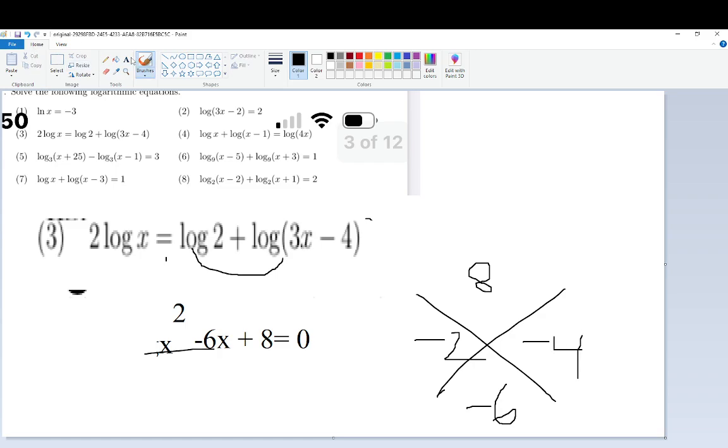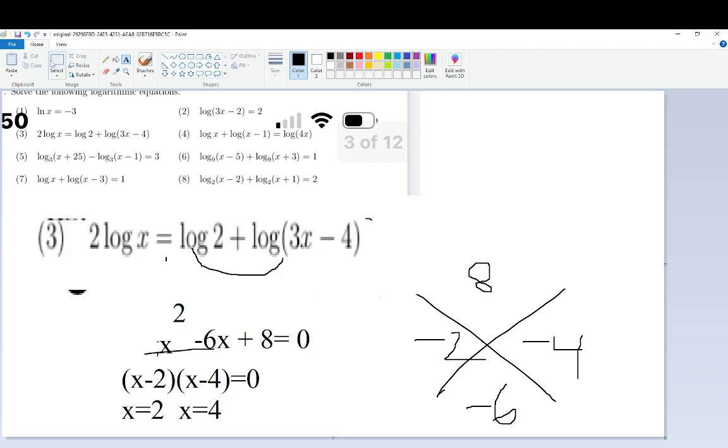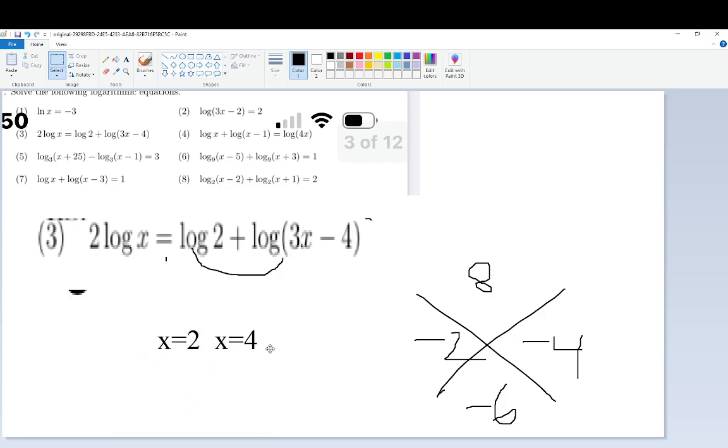Now, before you say this isn't possible because they're both negative, wait. So the factors of this are this. It's equal to 0, which means x can be 2 or x can be 4 is my possible answer. But before you conclude that, take these numbers and put them into this one over here.